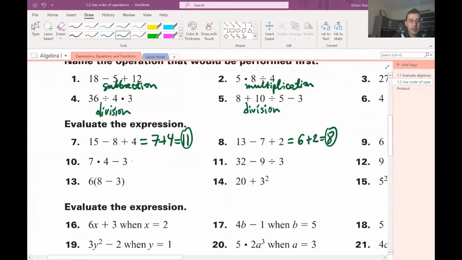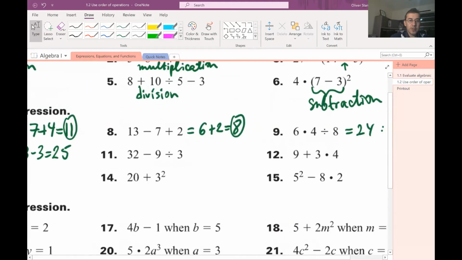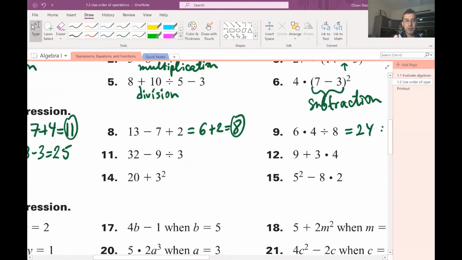Number 10, here we have multiplication and subtraction. So we do multiplication first, then we do subtraction. So 7 times 4 is 28, minus 3 is 25. Next one, we have subtraction and division. So we do division first, right? So this is going to be 32 minus 9 divided by 3, which is 3. So the answer is 29.